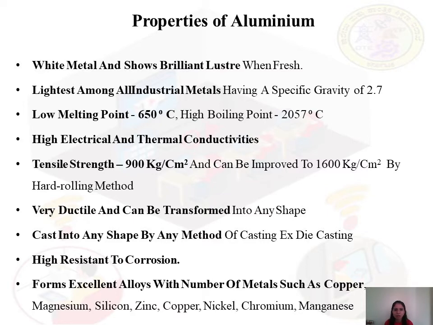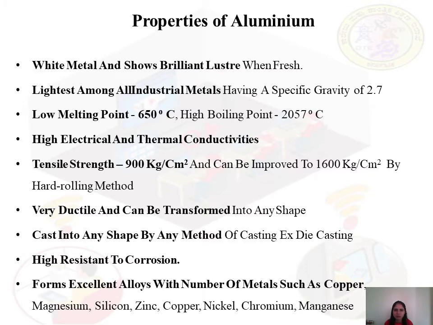And then it is usually a silvery white metal with a bluish tinge and exhibits a bright luster on a freshly broken surface. It is a non-magnetic substance, and this is the lightest metal. Its melting point is 650 degrees Celsius, a low melting point, and its boiling point is 2056 degrees Celsius. And as I told, it is a good conductor of heat and electricity.